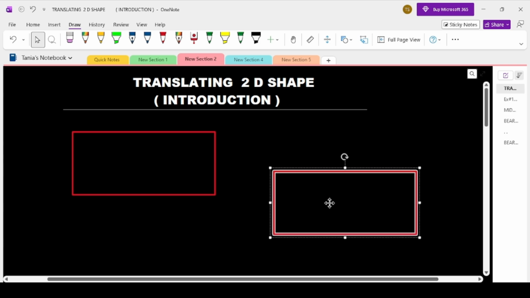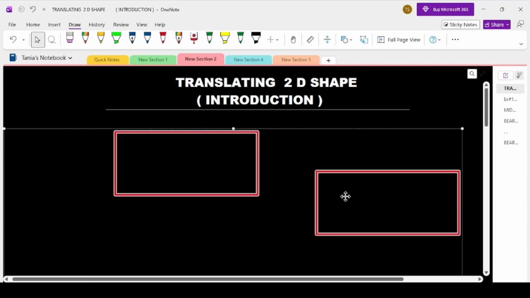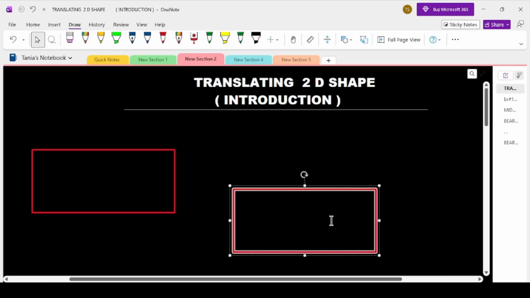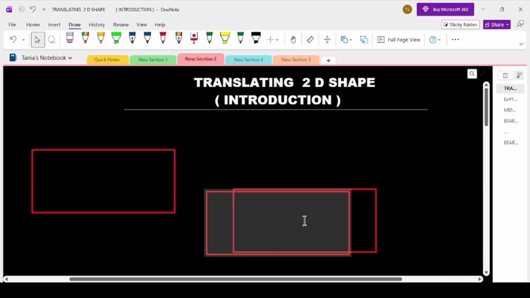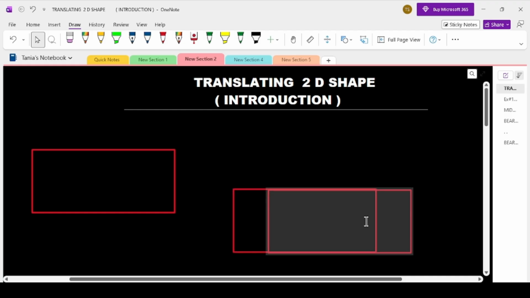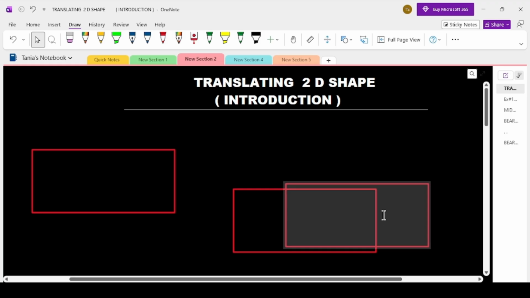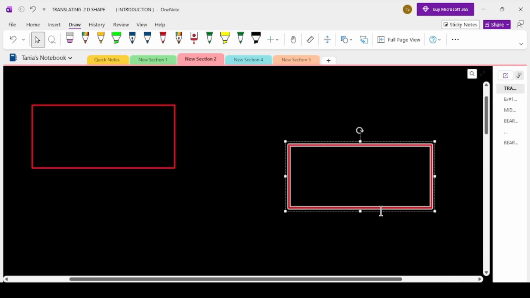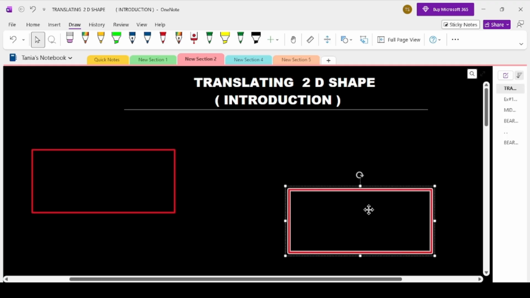So this is the original figure, and the name of the original figure must be the object. When we are dragging that figure to any other side, maybe on the left side or the right side, upward or in the downward direction, then this phenomenon is called translating a two-dimension figure.